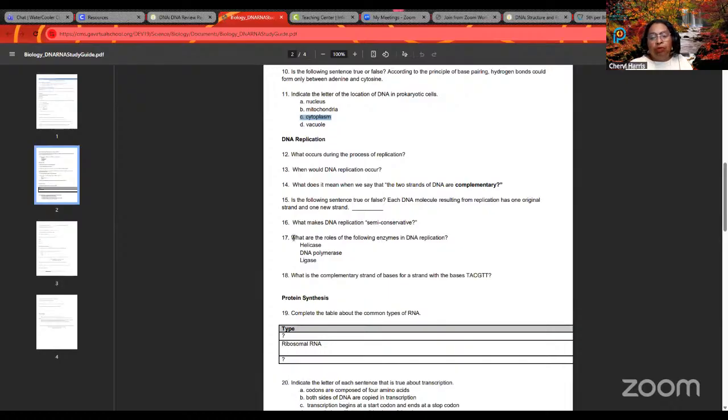All right, what are the roles? You have these on your worksheet that you did the other day. So let's go back and look at that.